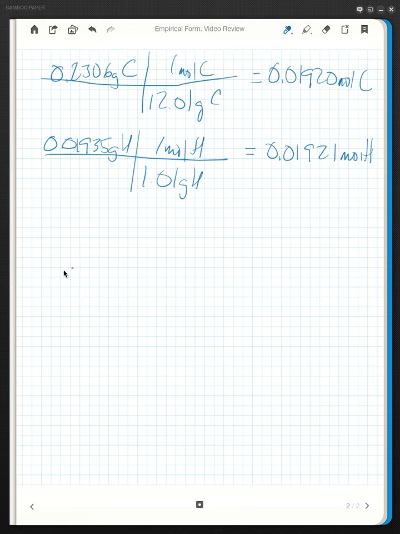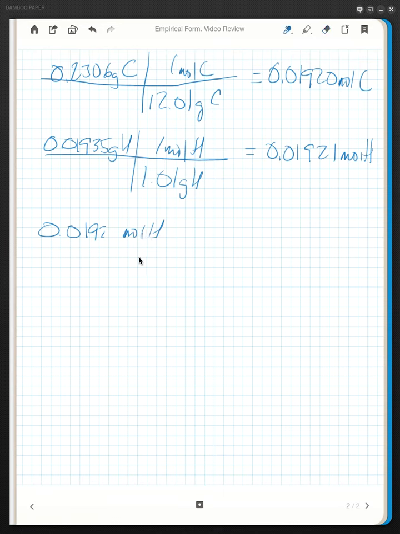What you end up doing is you put the larger number on top, you divide, so if you have more than 2 elements, you divide all the elements by the smallest one. Whatever one has the fewest number of moles is the one on the bottom. So we're going to put carbon on the bottom because it was the smallest, 0.01920 moles. Of hydrogen, I'm sorry.